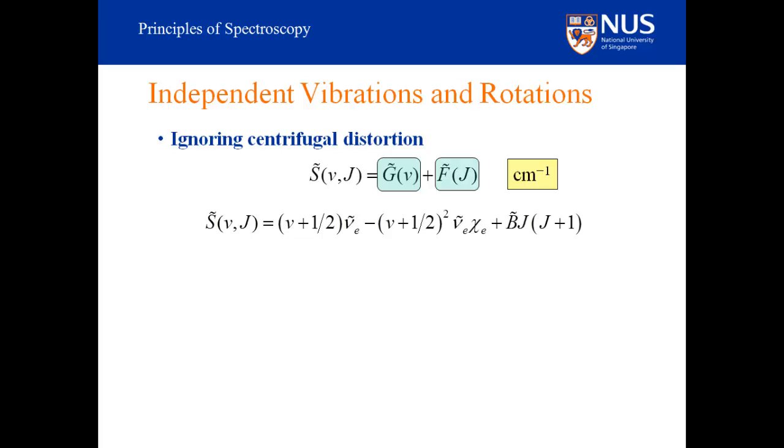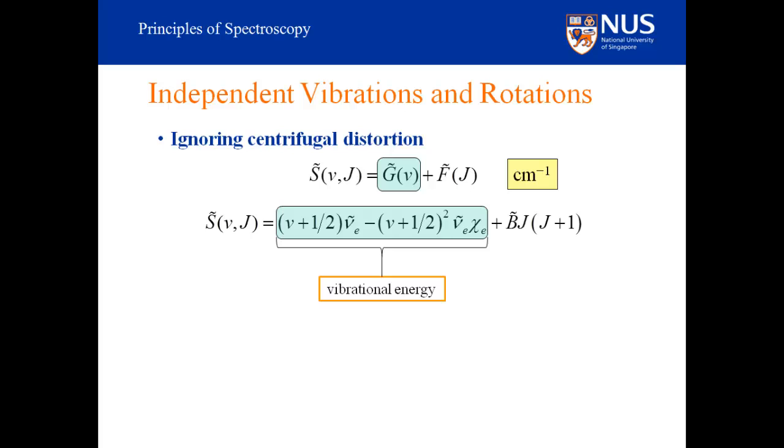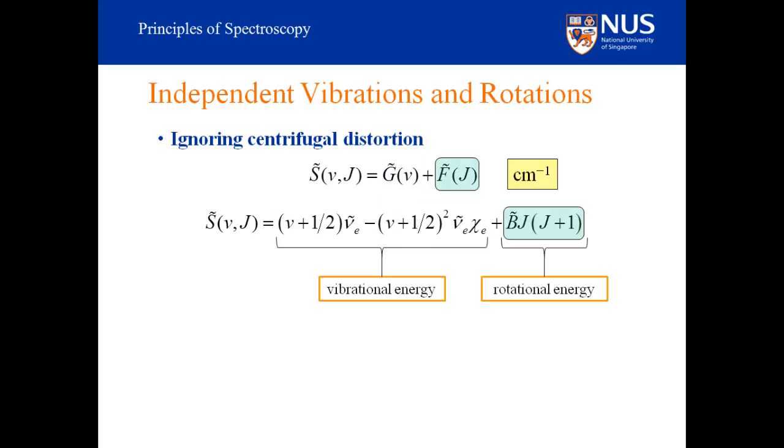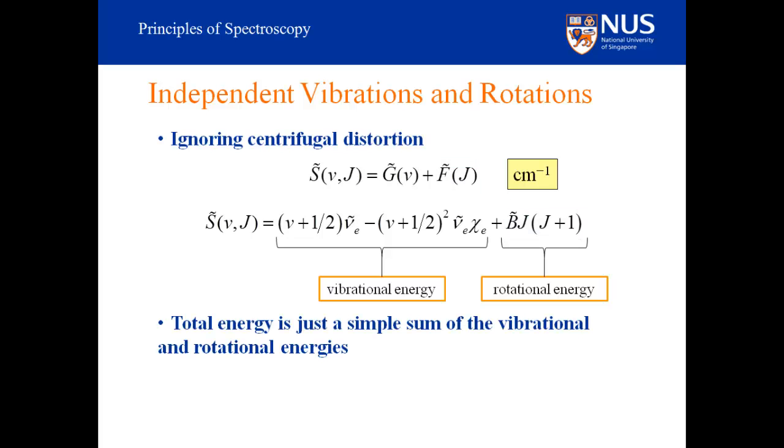And I can write out our vibrational term and rotational terms like so that the total energy, or rovibrational energy, is going to be (V plus a half) nu_e minus (V plus a half) all squared nu_e chi_e plus B times J into (J plus 1). The total energy is just the sum of the vibrational energy and the rotational energy.